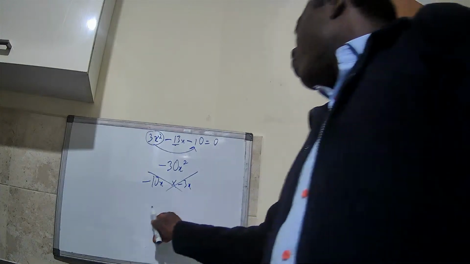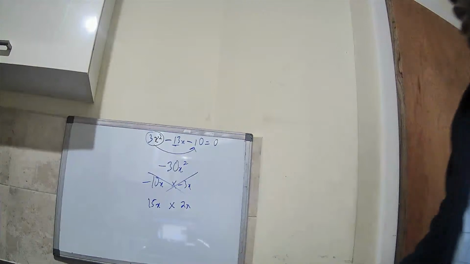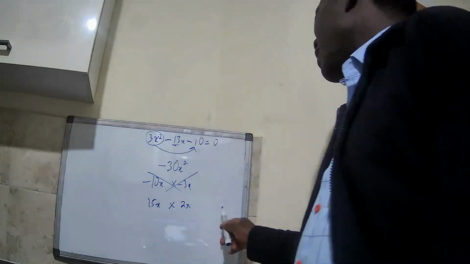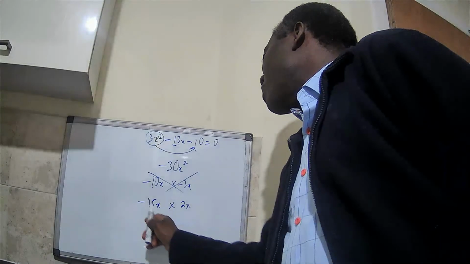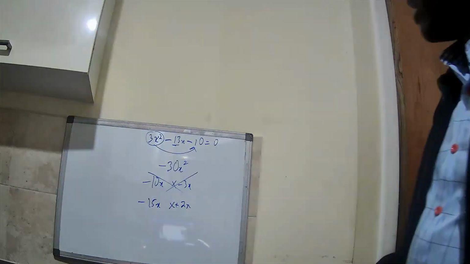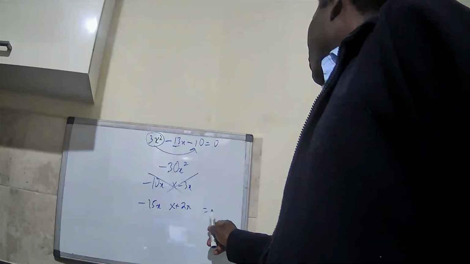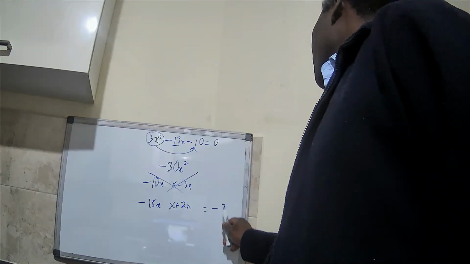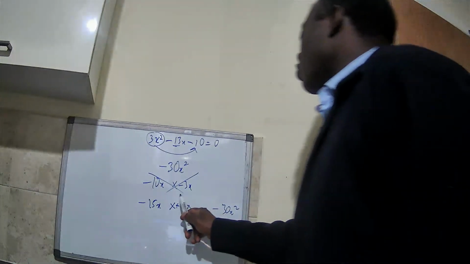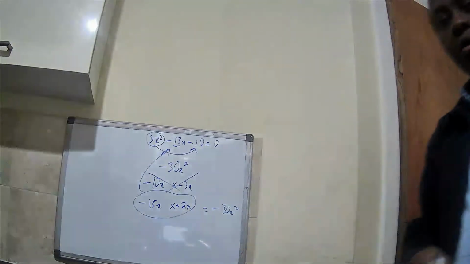Let's try 15x multiplied by 2x. When we do that, we will arrive at 30x squared. Then to get minus 13, the big number carries minus and the small number carries plus, so we have minus 15x times plus 2x. Minus times plus gives you minus, and 15 times 2 gives you 30, then x times x squared. So this satisfies the equation. So we replace what is in the middle.